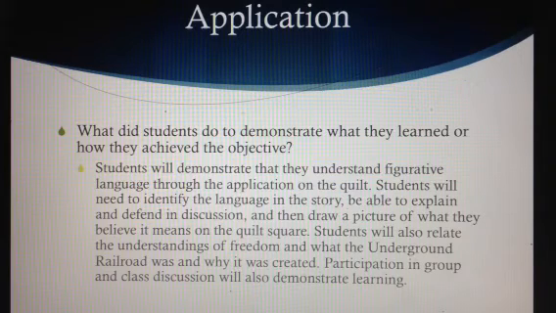So what do the students do to demonstrate what they learned or how they achieved the objective? Students will demonstrate that they understand figurative language through the application on the quilt. Students will need to identify the language in the story, be able to explain and defend in discussion, and then draw a picture of what they believe it means to be on the quilt square. Students will also relate the understandings of freedom and what the Underground Railroad was and why it was created. Participation in group and class discussions will also demonstrate learning.